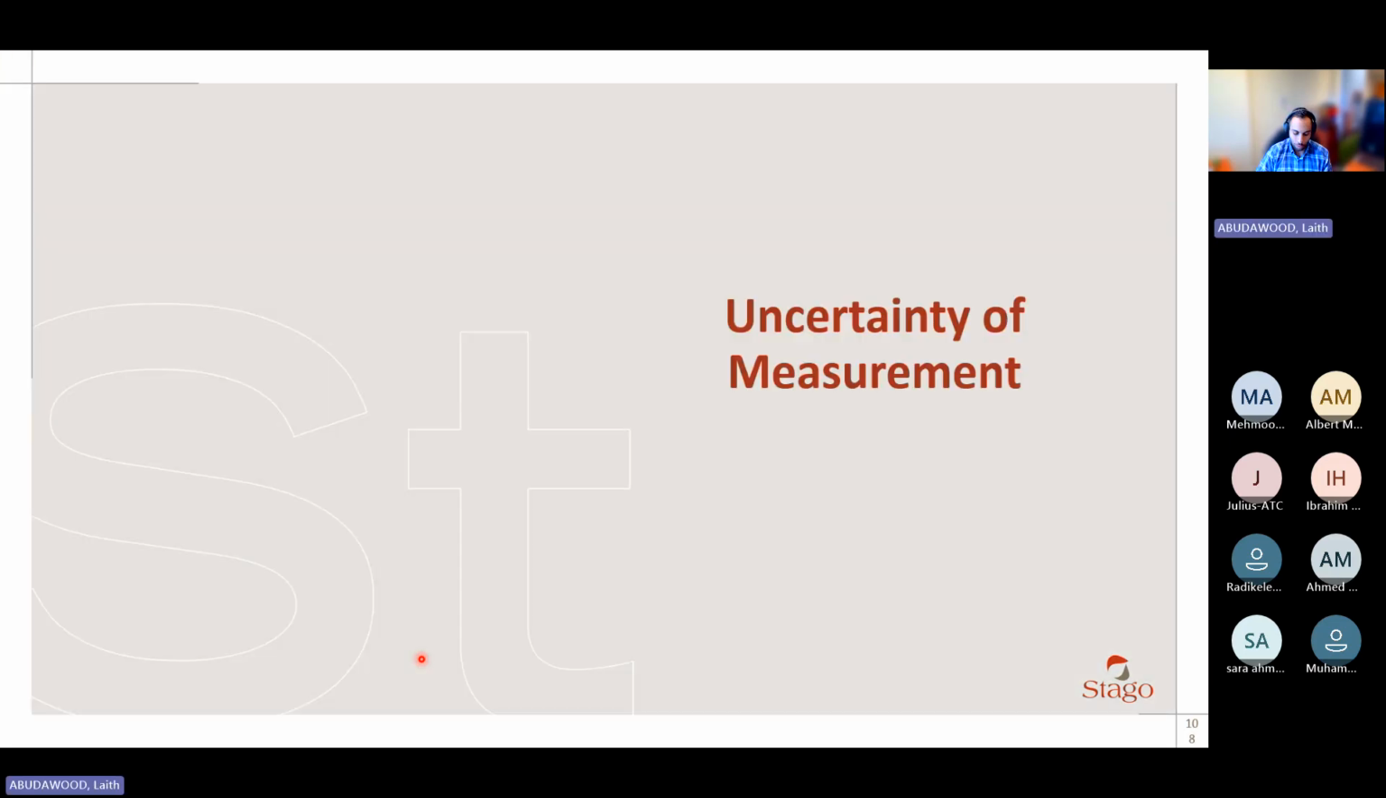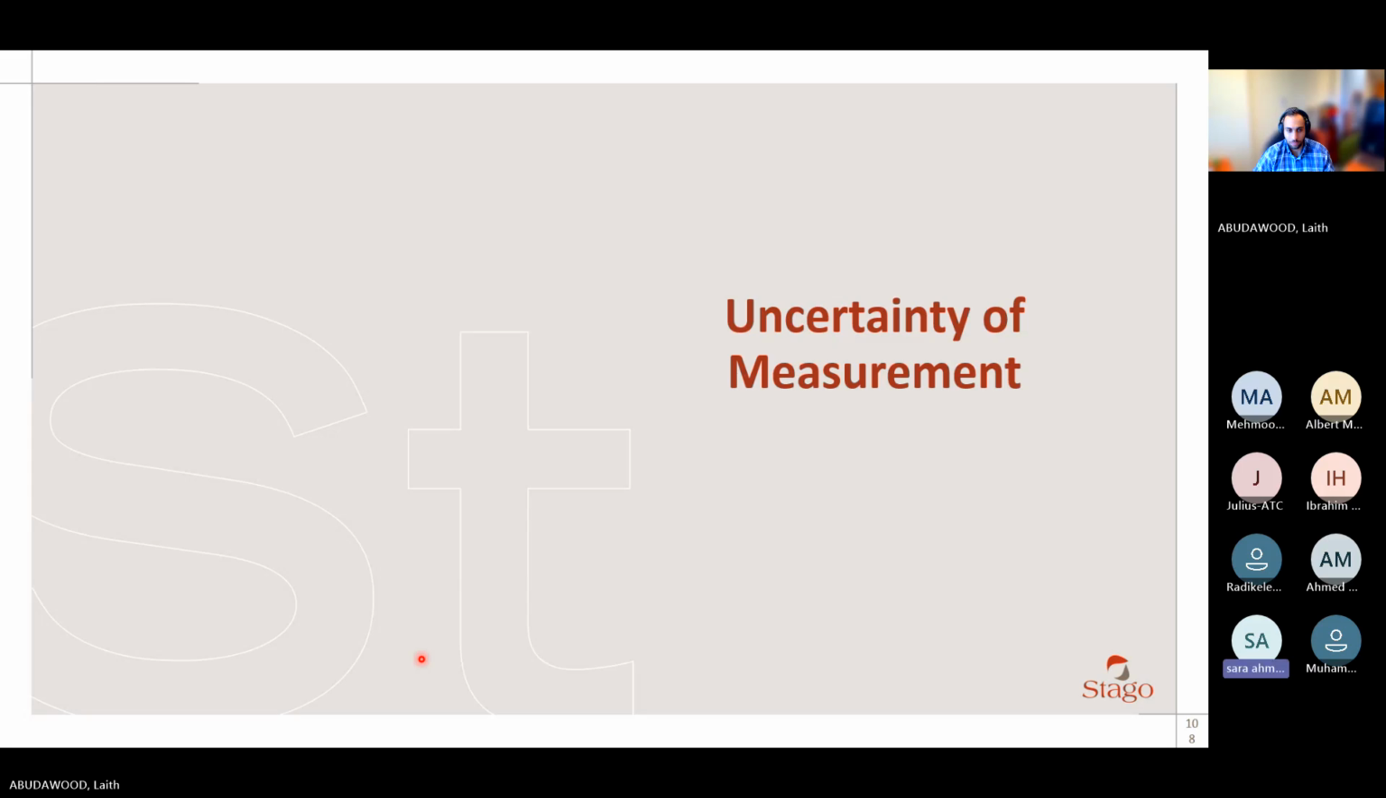Any questions before we move to uncertainty of measurement, which will be the last section, I believe? I have one question, Laith, please. Sure. According to Stachrome protein C and S, we have to do calibration also every run or every lot?